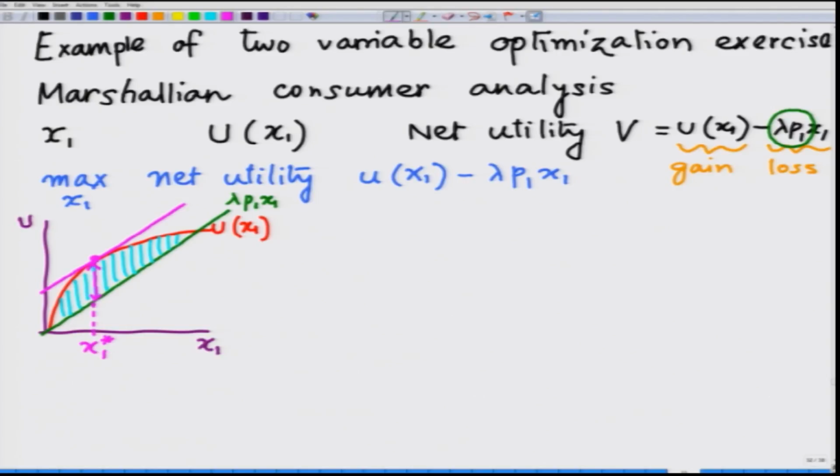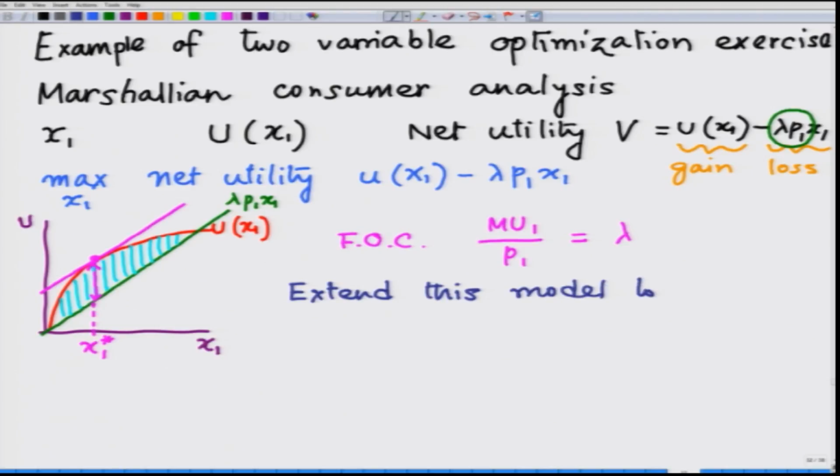So, this is where we have stopped. No, not really, because we have then talked about the first order condition also, and we derived the first order condition to be marginal utility of commodity 1 divided by the price of commodity 1, and that was equal to the marginal utility of money lambda. Up to here we have done. Now, let us think about an extension of the model. To do that, we have to have some more assumptions.